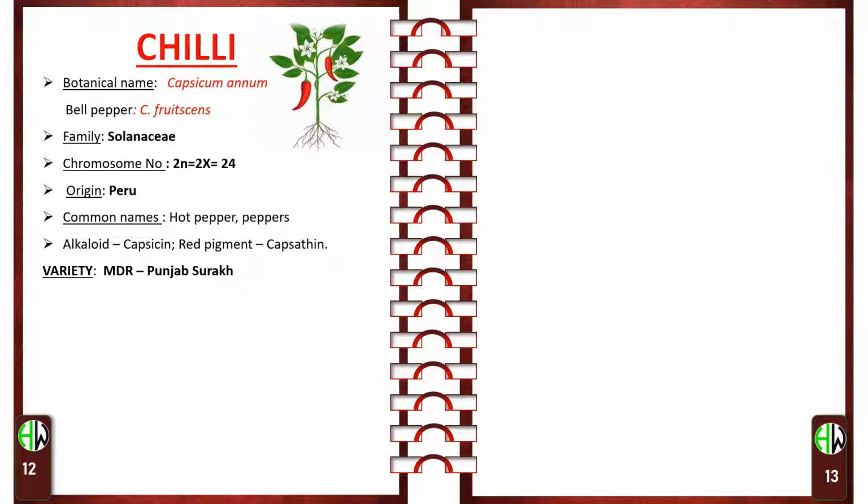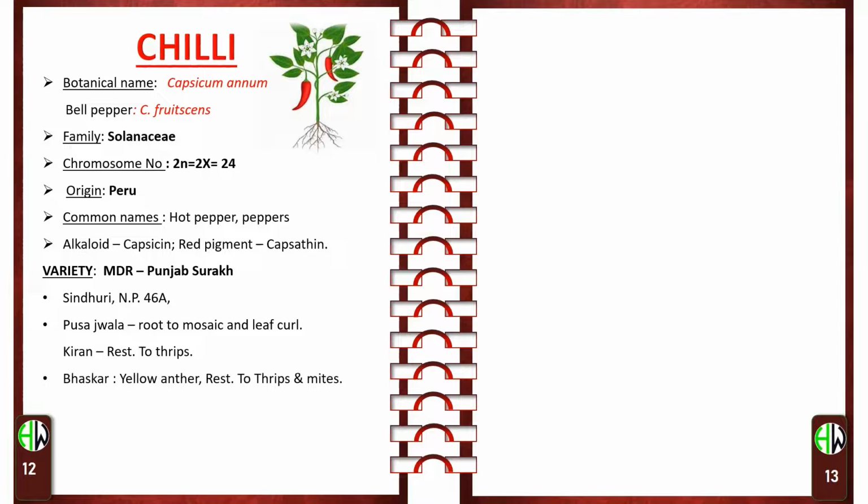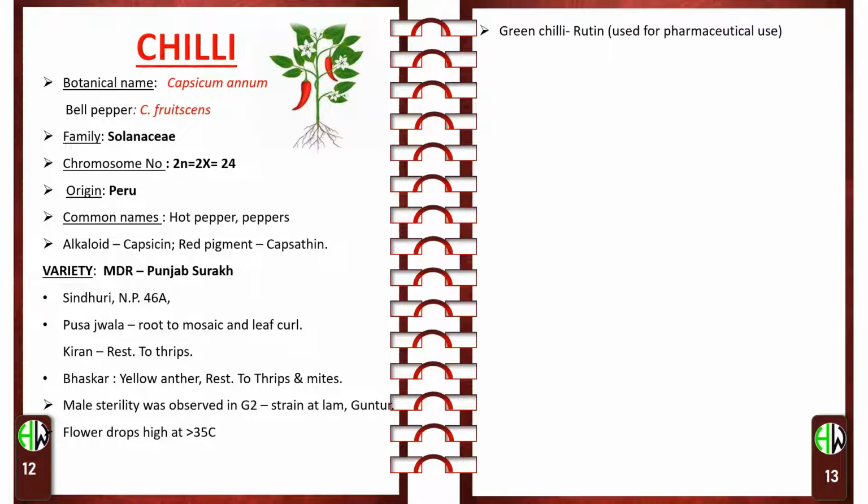Varieties: multi-disease resistant variety, Punjab Sundar. Sindhuri, NP-46A. Pusa Jwala, resistant to leaf curl and mosaic. Kiran, resistant to thrips. Bhaskar is a yellow anther variety and resistant to thrips and mites. Male sterility was observed in G2 strain at Lam, Guntur. Flower drop is high at more than 35 degrees C.